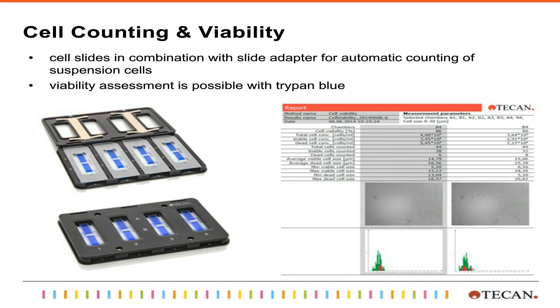You can see a picture of the slide adapter here on the left side of this slide. We have four positions for cell chips, and each of these cell chips has two positions for samples, either for replicates of the same sample or for higher throughput. You can use these two sample spots independently of each other.